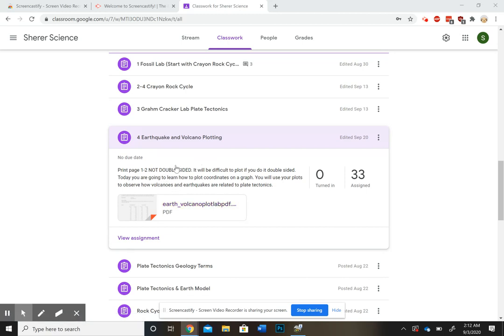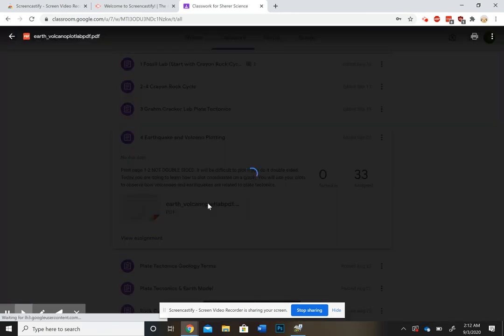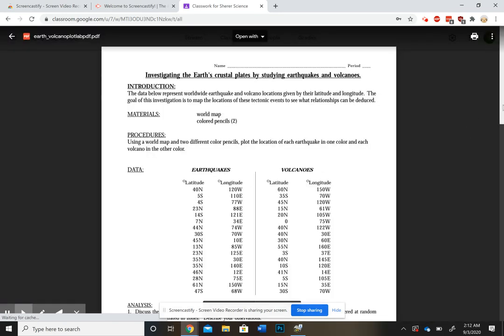Here you see not to print it double-sided. We're going to learn how to plot coordinates on a graph. You will use your plots to observe how volcanoes and earthquakes are related to plate tectonics. Okay, so open up your PDF. And I'm going to draw right on mine, but you guys are going to draw on yours.